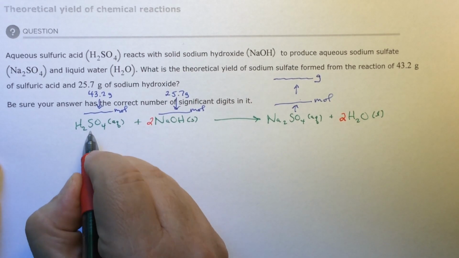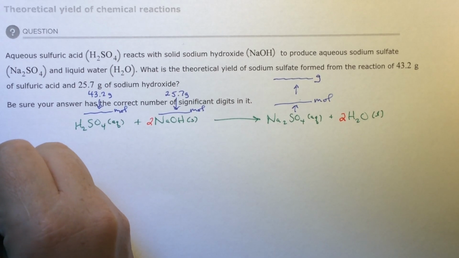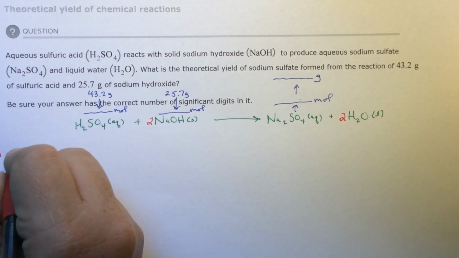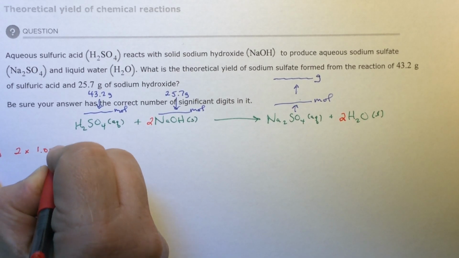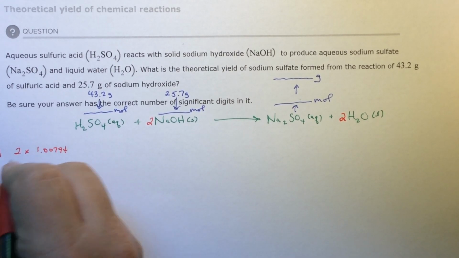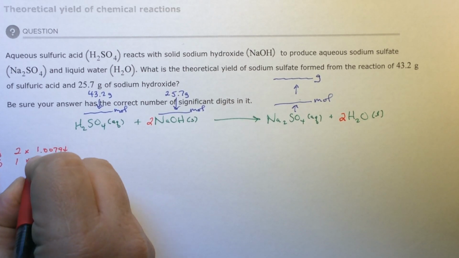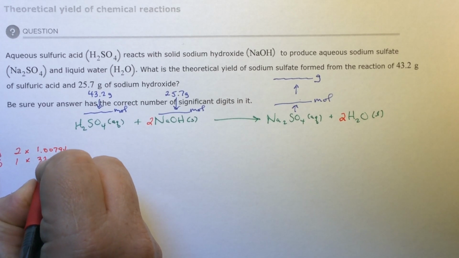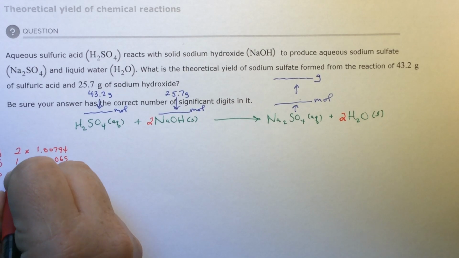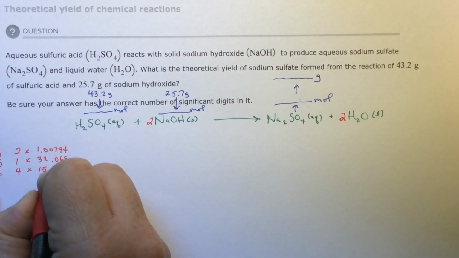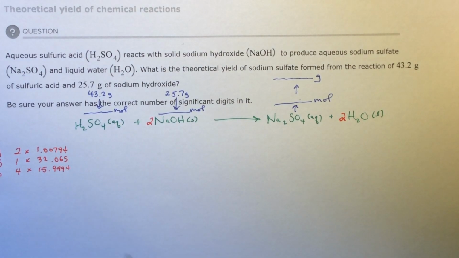I need to know what the molar mass of hydrogen sulfate is. So I've got hydrogen, I've got 2 times 1.00794. Sulfur, I've got 1 times 32.065. This is from the periodic table. Oxygen, I have 4 times 15.9994.